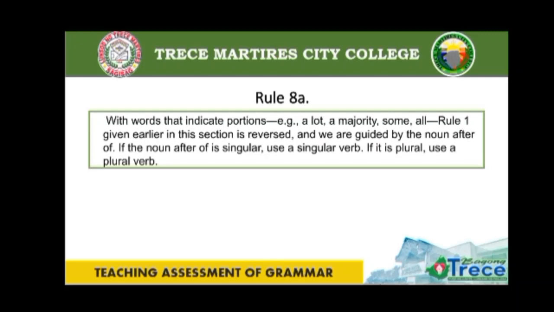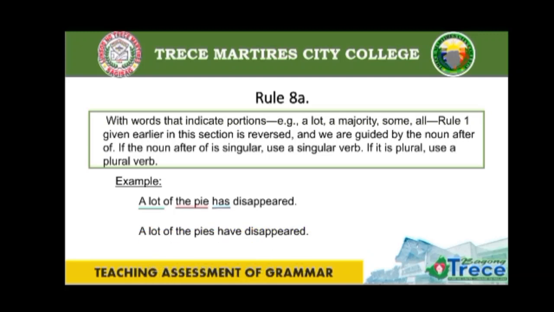So sa rule number 8, for the example, we have here: a lot of pie has disappeared. Because of the word a lot, which indicates portion, and even though the subject, which is the pie, is after of, we are going to use a singular verb, which is has. The pie is a singular subject. Then the subject is singular, then the verb is also singular.